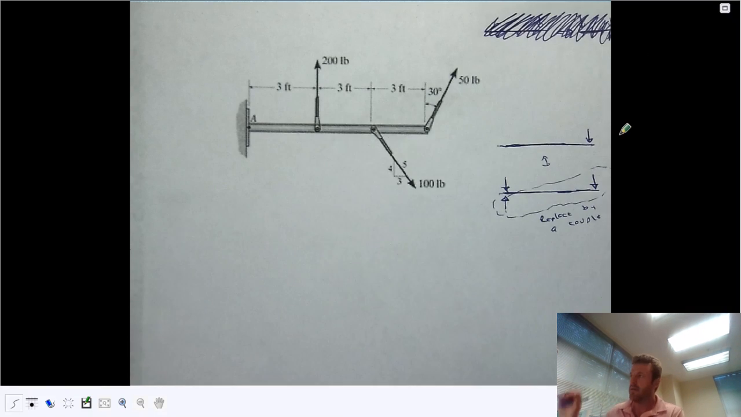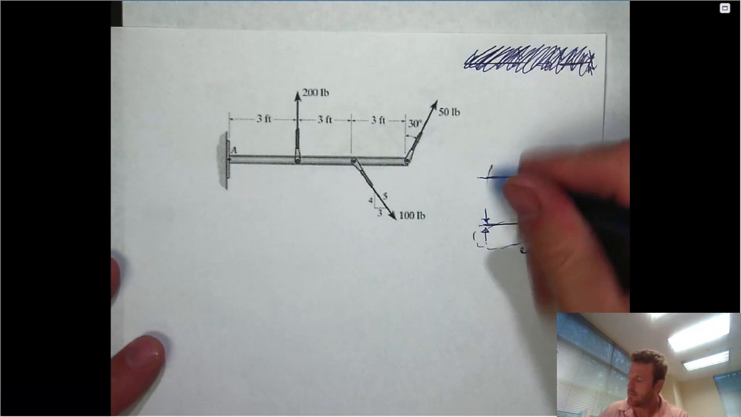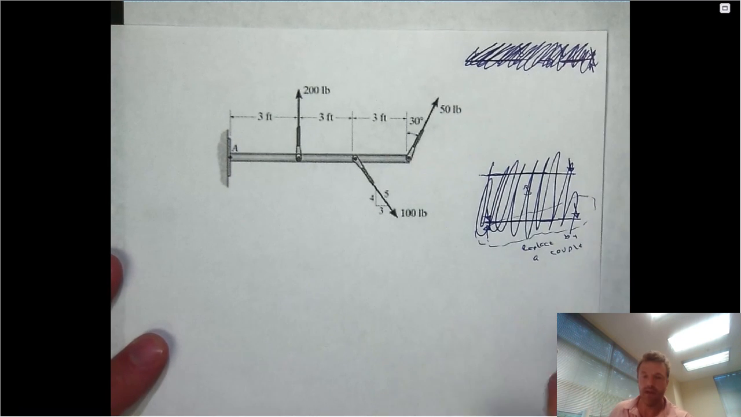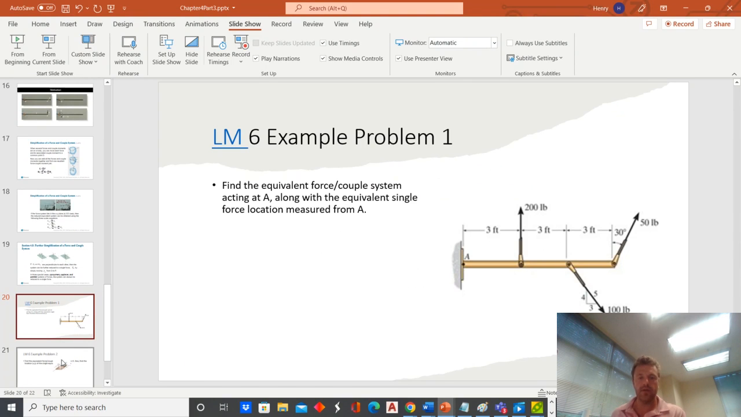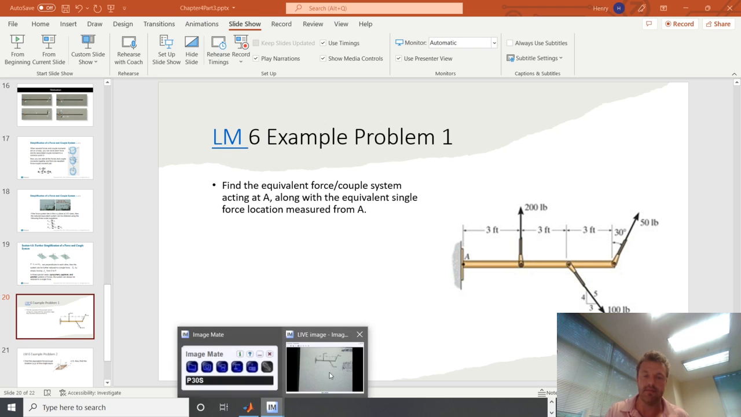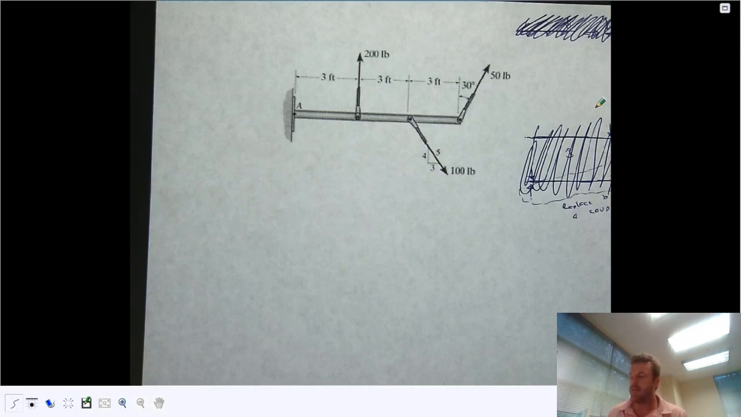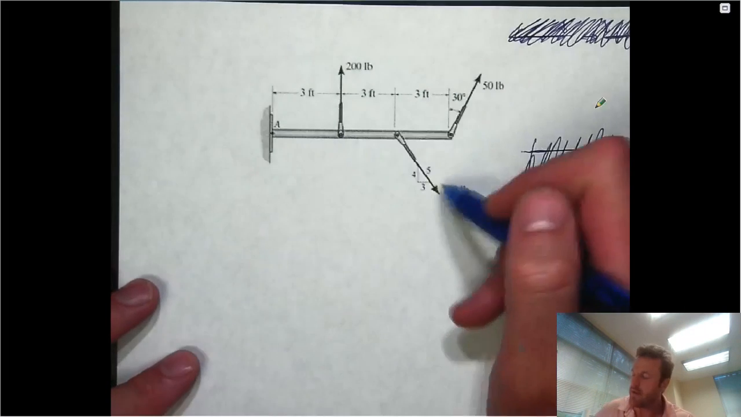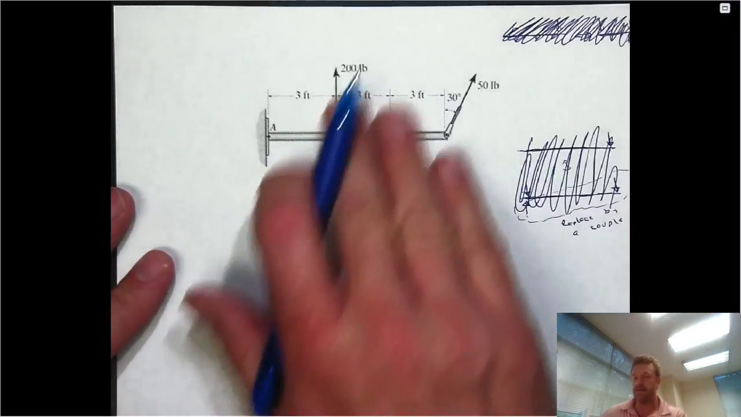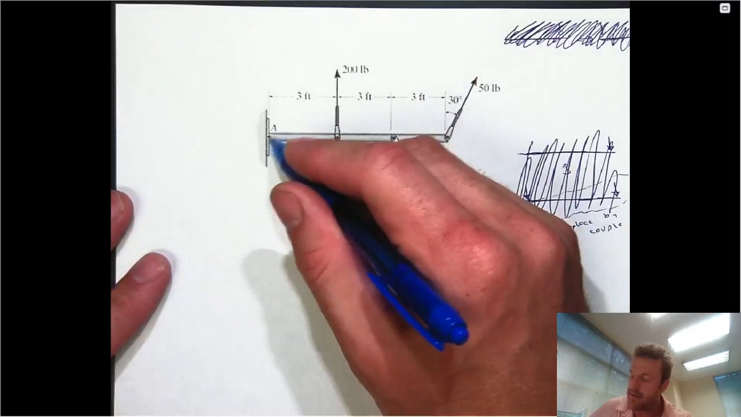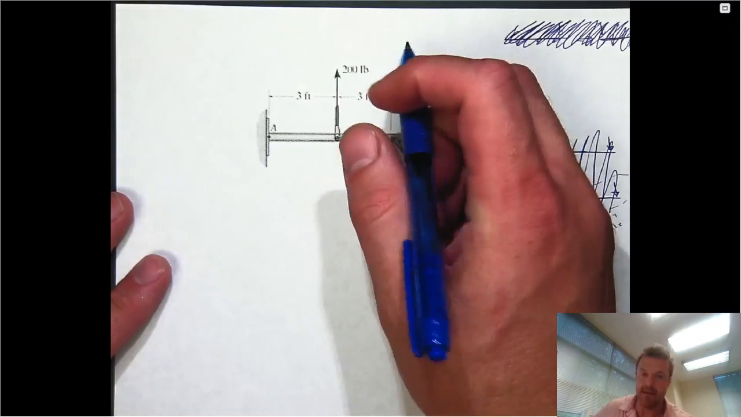So let's do an example problem. I'm going to scratch that out just so we don't get confused. What we were asked to do here is to find the equivalent force-couple system acting at A, along with the single equivalent force location measured from A. That wording sounds incredibly complicated, but what they're basically saying is: if you have this rod and these three forces acting upon it, could you come up with a single force and couple applied at A, based on the tendency of these forces to induce translation and rotation of the rod, that would be the same?